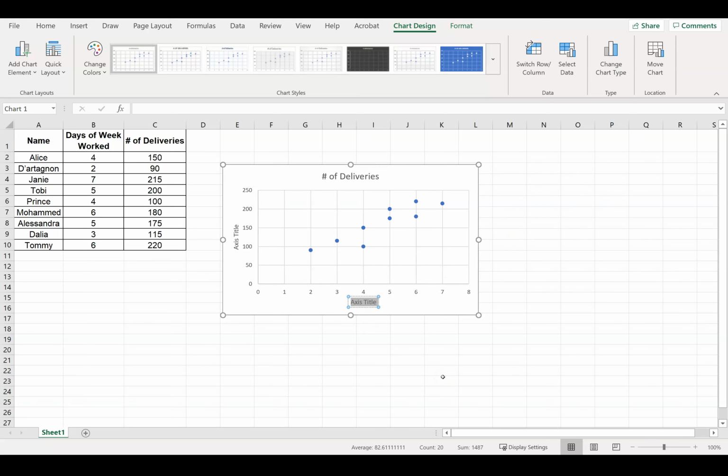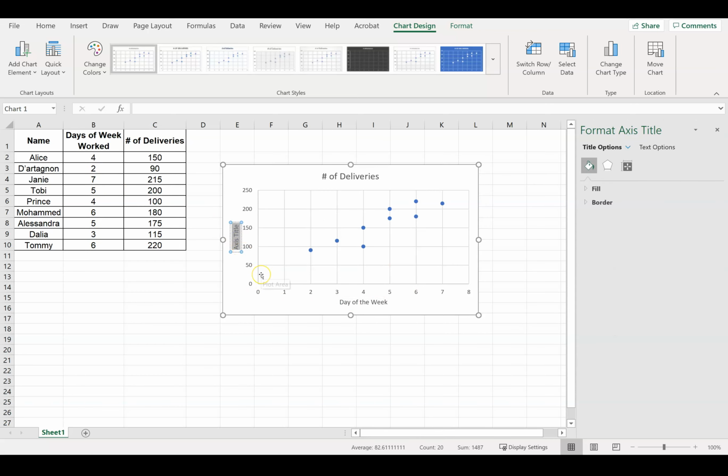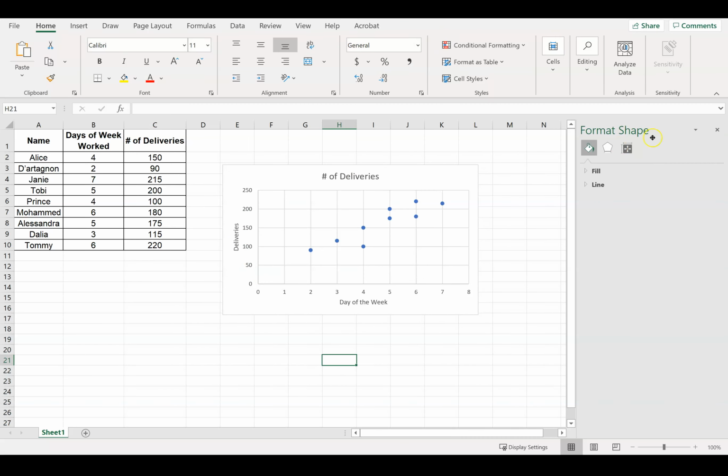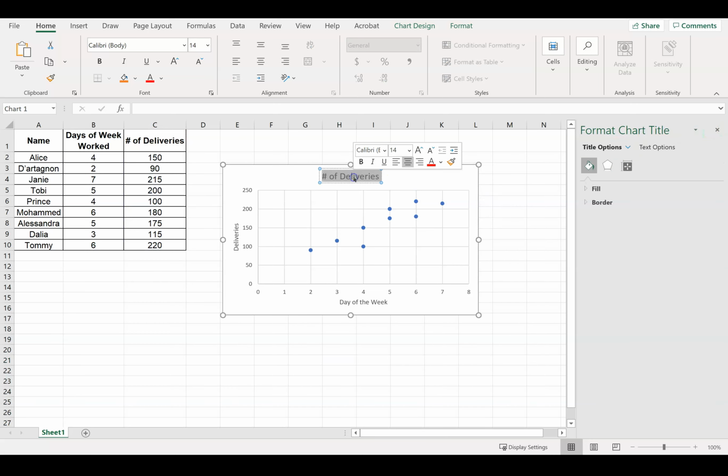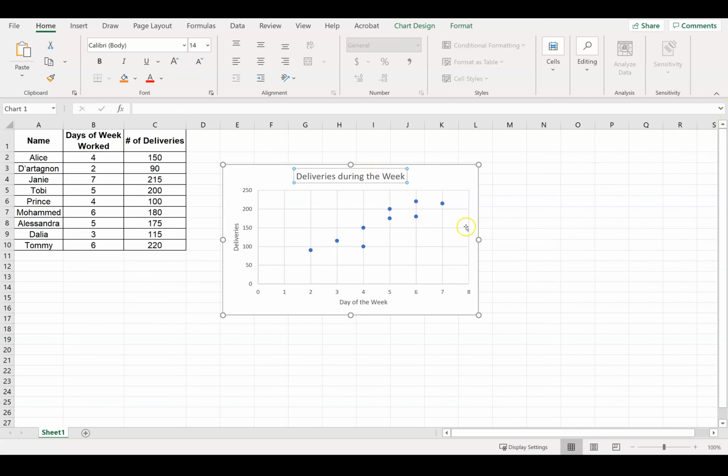So this is days of the week. Day of the week, we know that because we can see it's from 0 to 8, which matches up with our data. Our vertical is number of deliveries. So I'm just going to call it deliveries. We know it's the number of deliveries. And you can give it a catchy title if you want. Deliveries on days of the week. Or deliveries during the week. The title, as long as it's somewhat descriptive, that's okay.